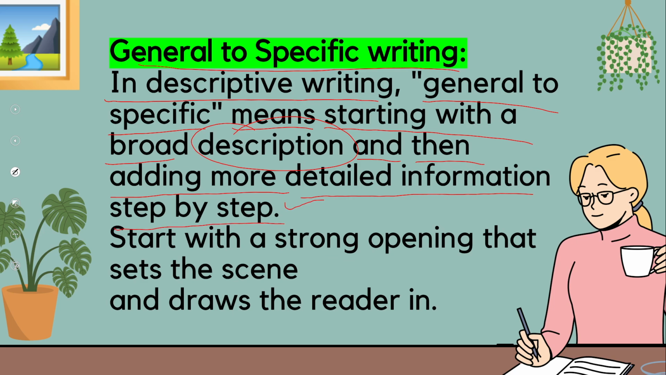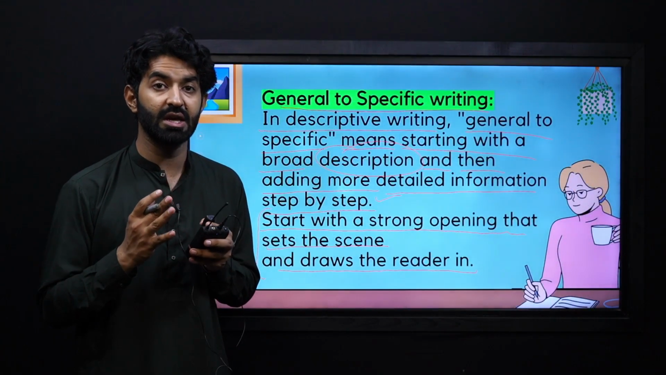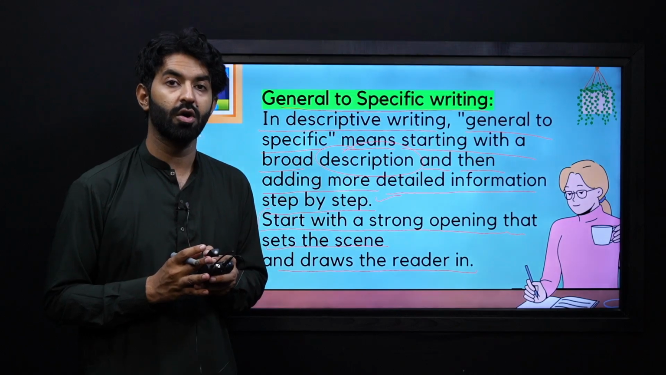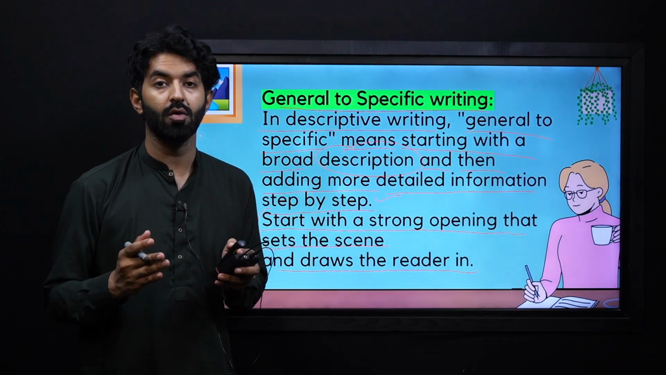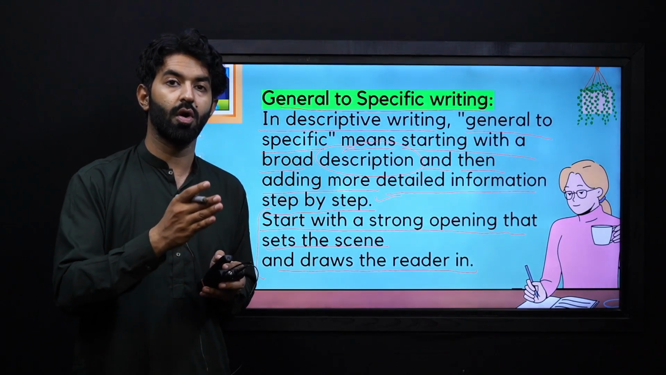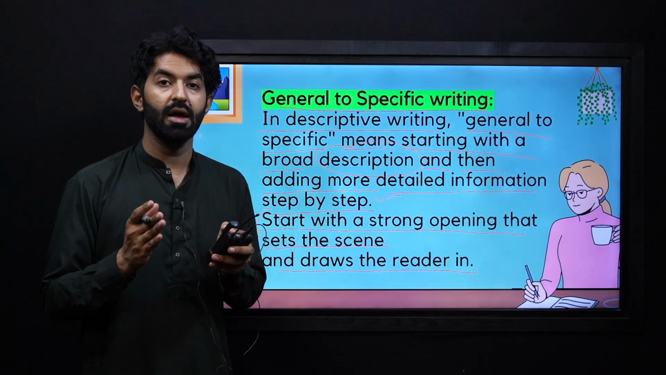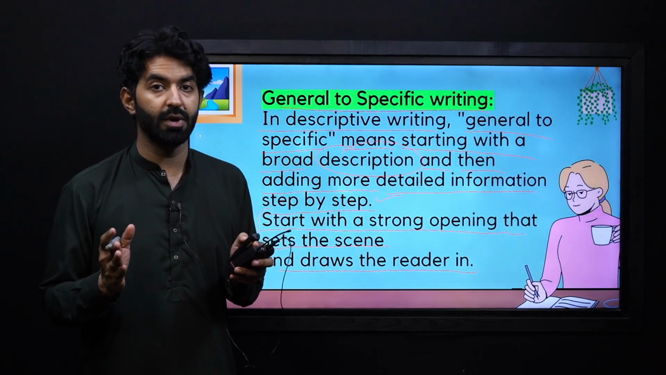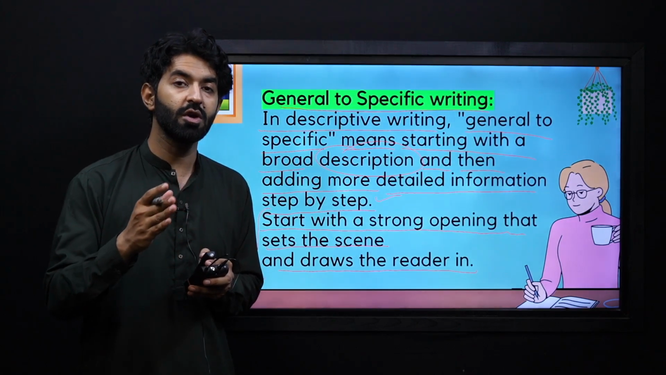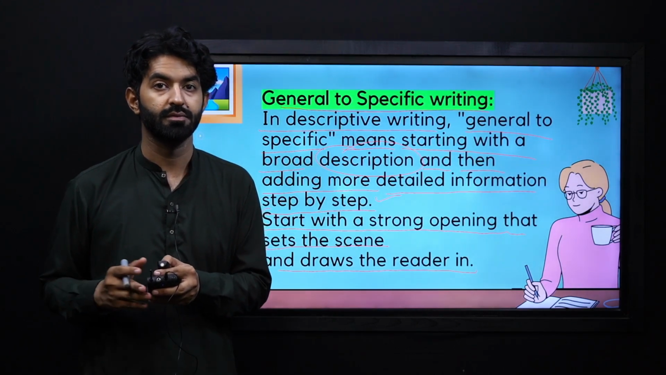So this is how we move from general to specific writing in our paragraph. Start with a strong opening that sets the scene and draws the reader in. The opening of the essay or anything that you're writing should be very engaging for the reader in order to make them read more. So this is how you move from general to specific writing, by showing a general statement in the opening, a very strong one, and then moving on with the details that follow.